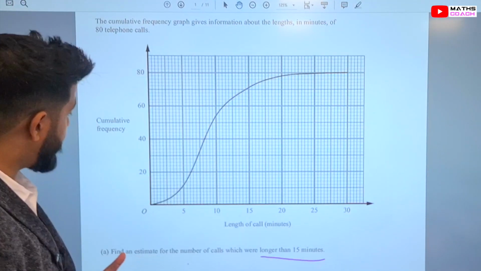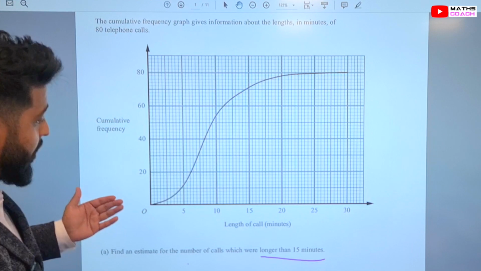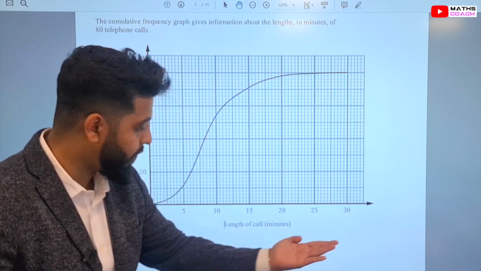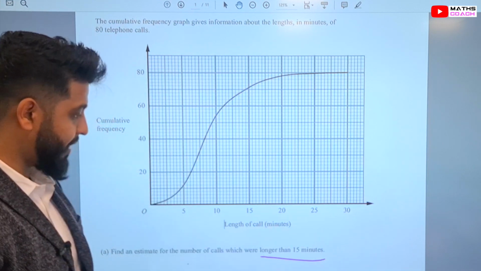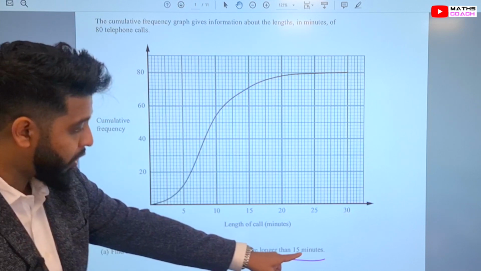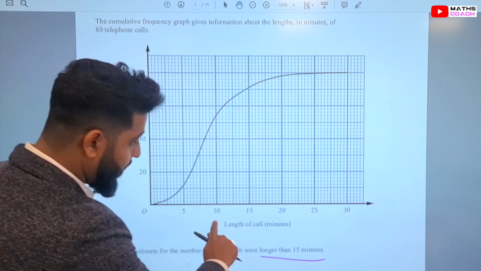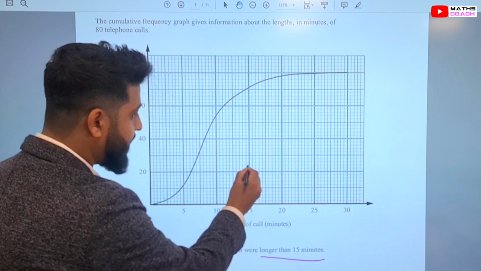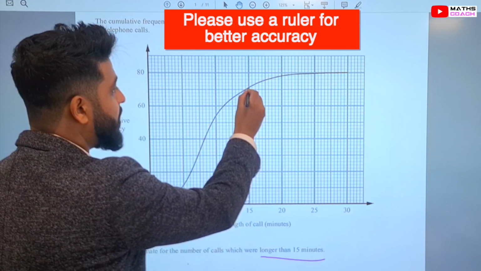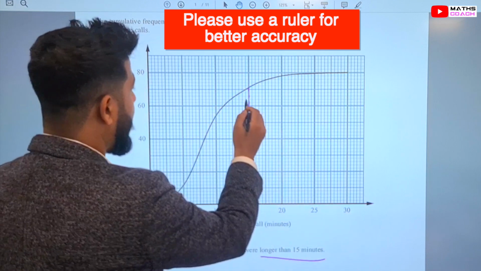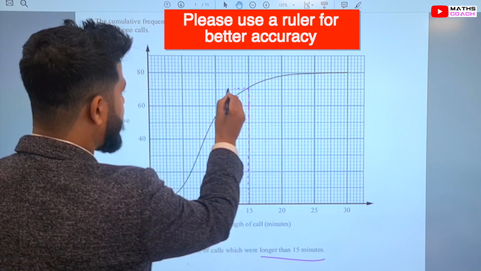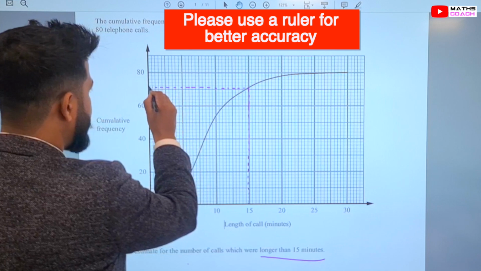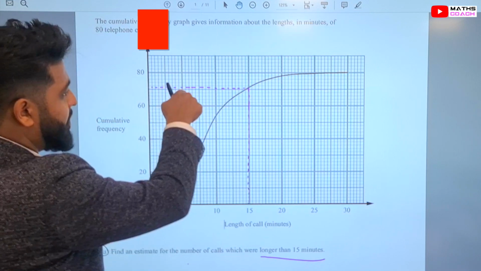So if you have a look at our graph, we've got the cumulative frequencies here on the y-axis, and we've got the length of call in minutes on the x-axis. And we are looking for longer than 15 minutes. So we go along to the minutes and we find where 15 is. And if we just take our pen and just mark it along, and you need to do this with a ruler at home. So it's roughly approximately in between the box here.